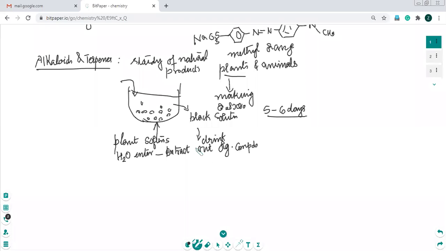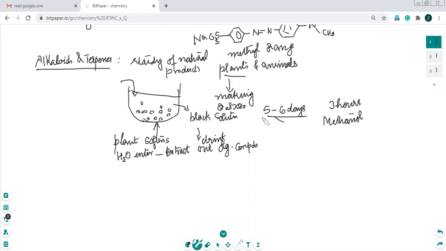Okay, but the problem is since water has the least solubility for many organic compounds, you require a high temperature and large volume of water, because the solubility of these organic compounds in water is very small. So you are doing it for 5-6 days. The same process we can complete within 3 hours if you change the solvent into methanol or ethanol, because of the difference in solubility.